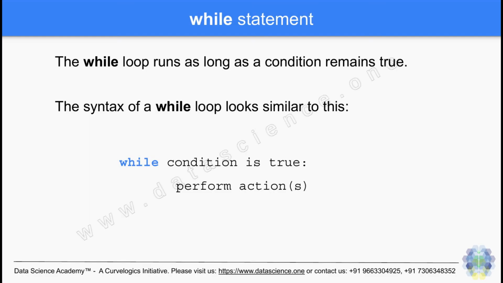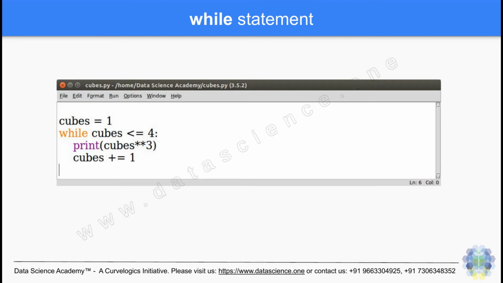The while loop runs as long as a condition remains true. The syntax of a while loop looks similar to this. To understand the while loop, we create a script to compute the cubes of the numbers 1 to 4. We initiate the code block by assigning the value 1 to a variable called cubes. The condition for the while loop is such that, as long as the value stored is less than or equal to 4, its cube is printed.